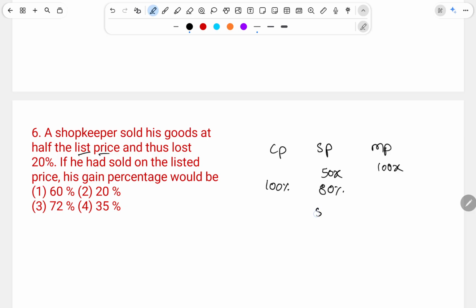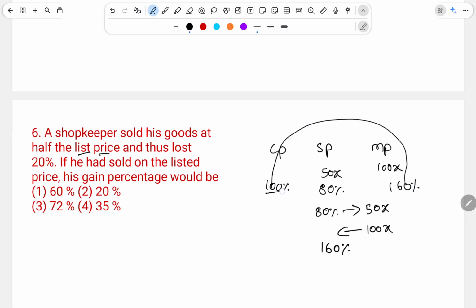80% is 50x. Then 100x will be how much? 160%. Means here it will be 160. Means if he had sold at the market price, the actual amount, how much earning would he have got? On 100, he is getting 60%.